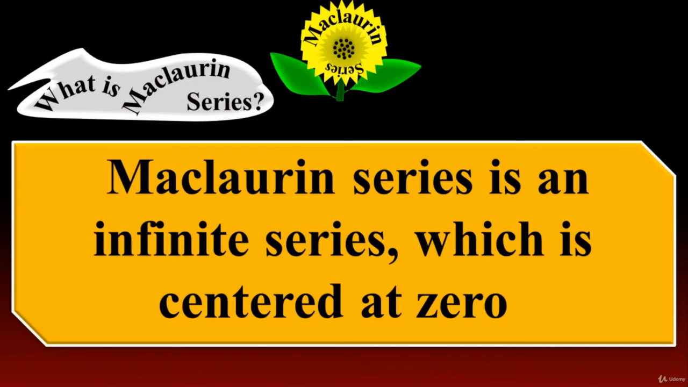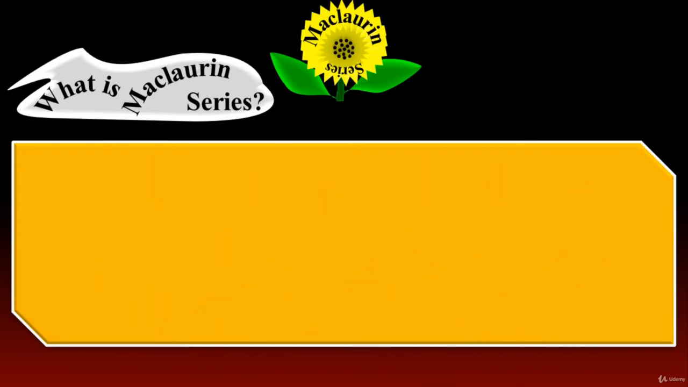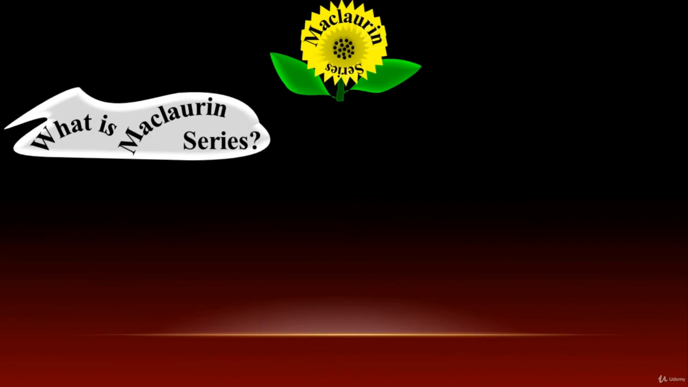Maclaurin series is an infinite series which is centered at 0. If you remember, Taylor series is also an infinite series, but it centers at any value, whereas Maclaurin series is centered at 0. This is the second difference between these two series.